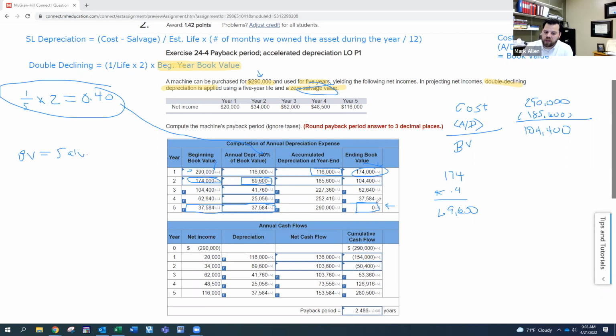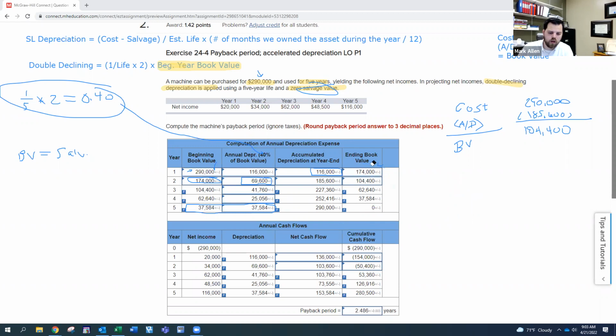And then you say, well, for that to happen, my accumulated depreciation needs to be 290, the same as my cost. Then to get my accumulated depreciation to 290, when it's currently at 252, that means I'll need that difference, 37,584, in annual depreciation for year 5. So that's how we're solving this one.